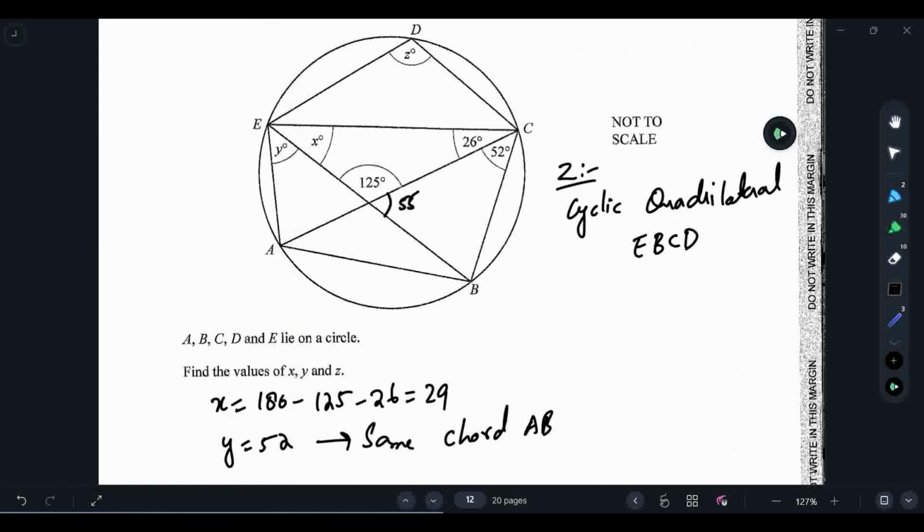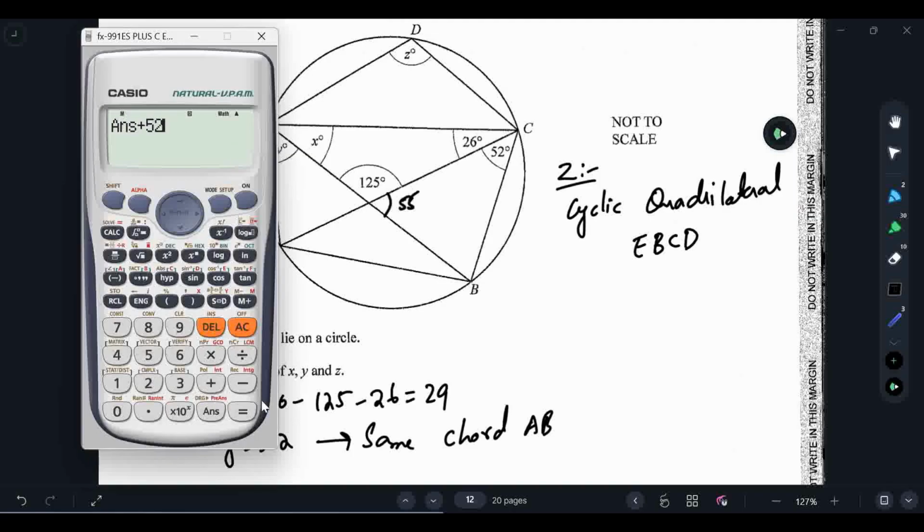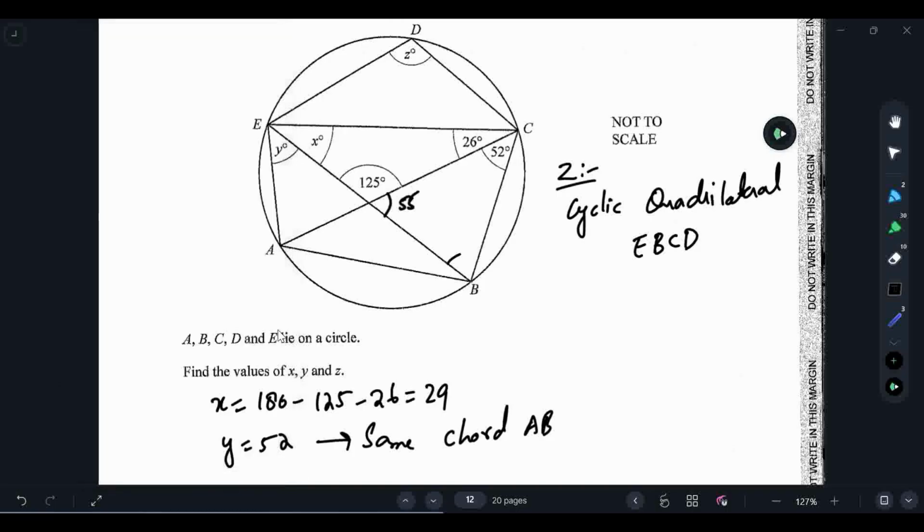So if this one is 55, then 55 plus 52, and then 180 minus the answer. 55 plus 52 equals 107. So 180 minus 107 equals 73. If this angle is 73, we can easily find the remaining angle. But we have to show the working, that angle B equals 180 minus 55 minus 52. So this will be 73.